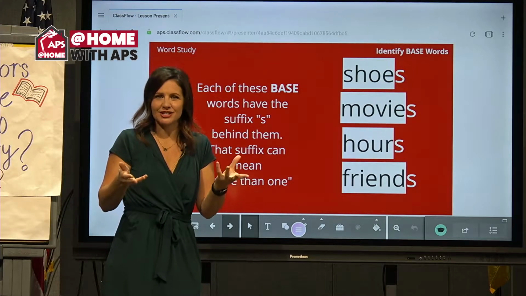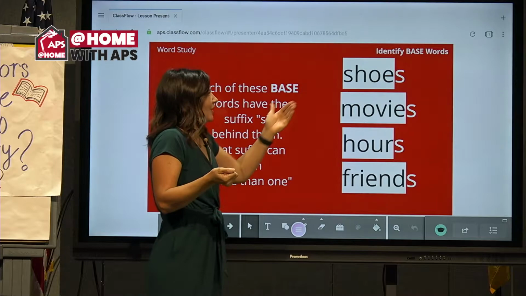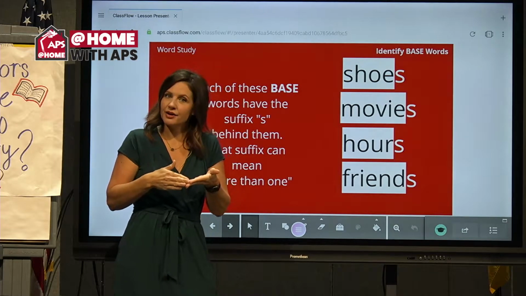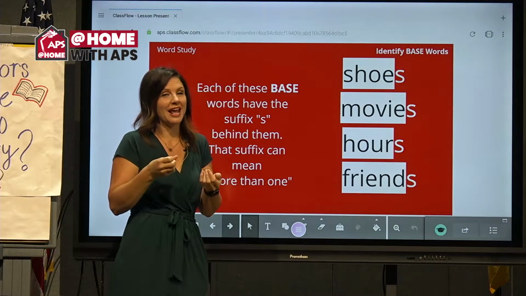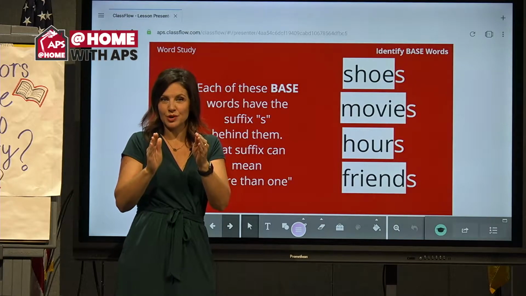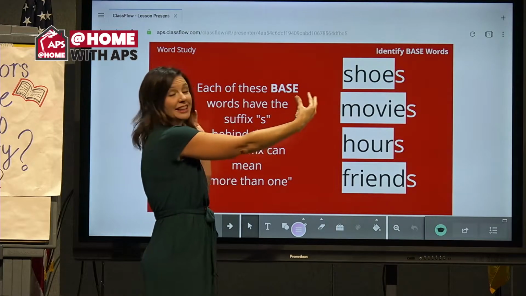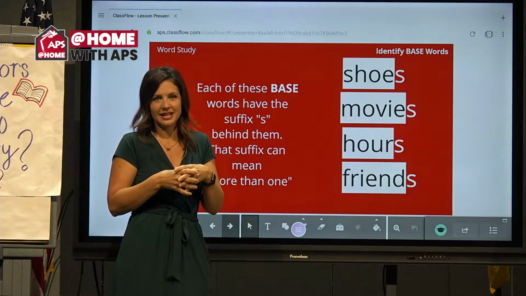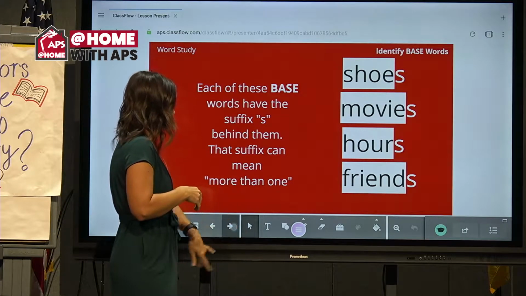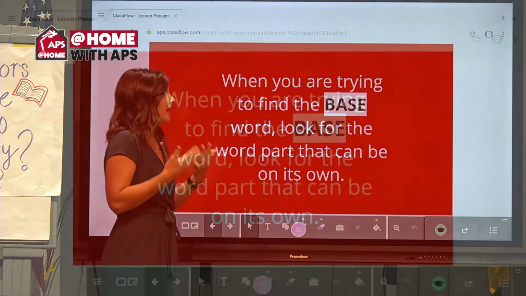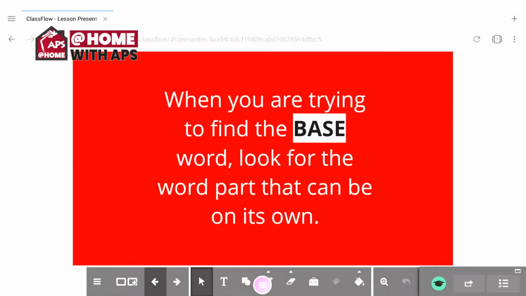Readers and writers and speakers, this is a practice in finding the patterns. Our goal today is to identify base words. Where are those words within these larger words? That's what we're trying to find today. When you are trying to find the base word, look for the word part that can be on its own.